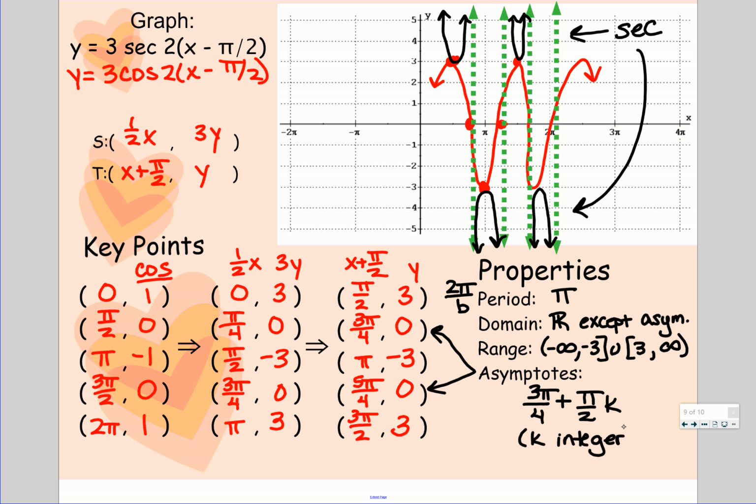It's not on here, but if it said zeros, you would say none, because there's nowhere that the secant graph is crossing the x-axis. It could also ask for phase shift, which is still just the opposite of C. So here that would be a positive pi over 2, or right pi over 2. So none of that is different than our other function. Okay. That is the end of our 5-5 lesson.